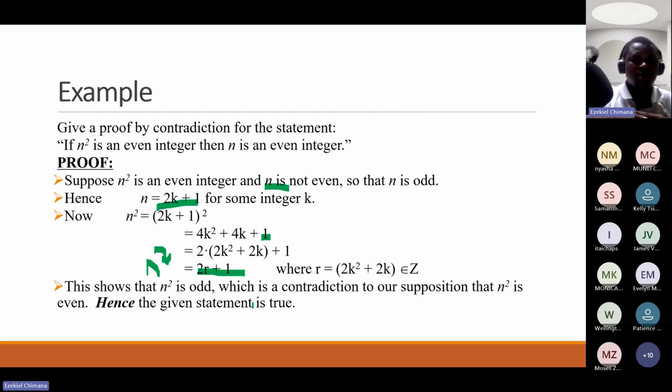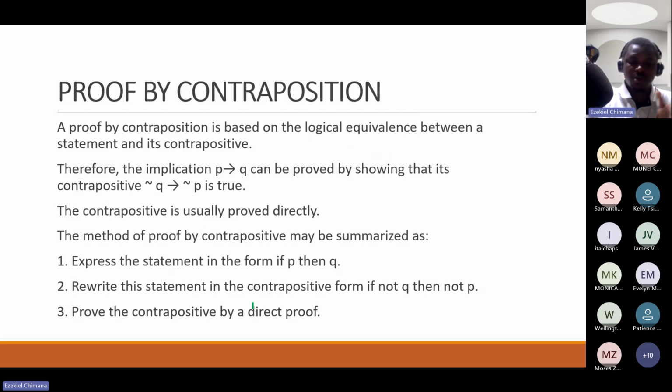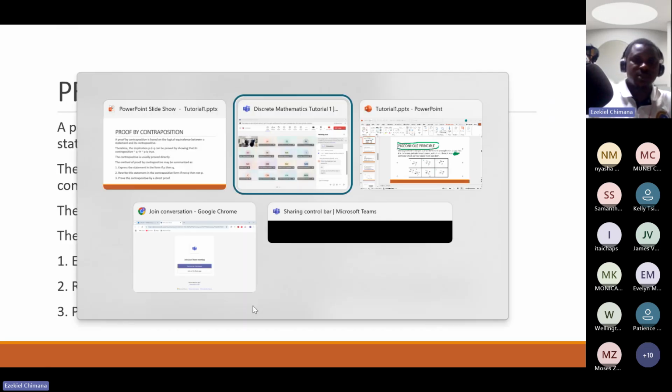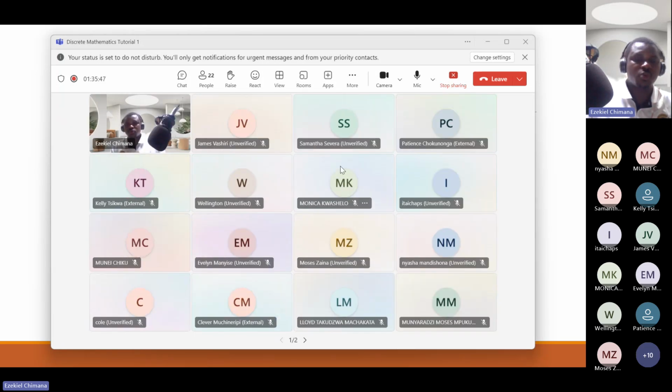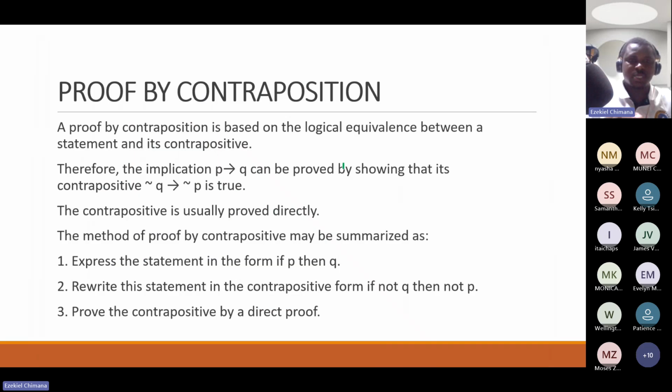So that's how you prove using contradiction. I don't know if I've got questions on proving by contradiction. So if there are no questions, I can move on to proof by contrapositive or contraposition.